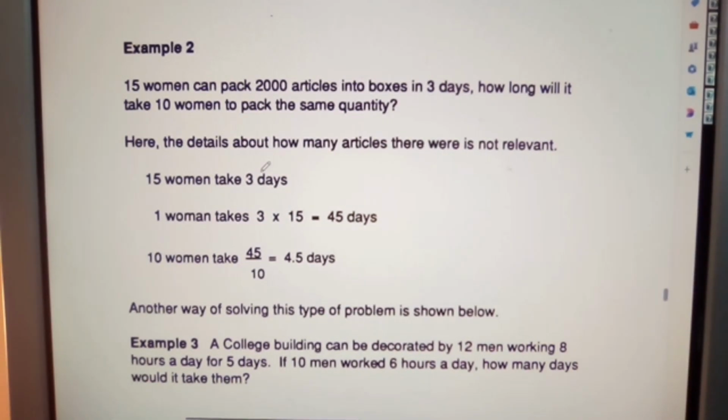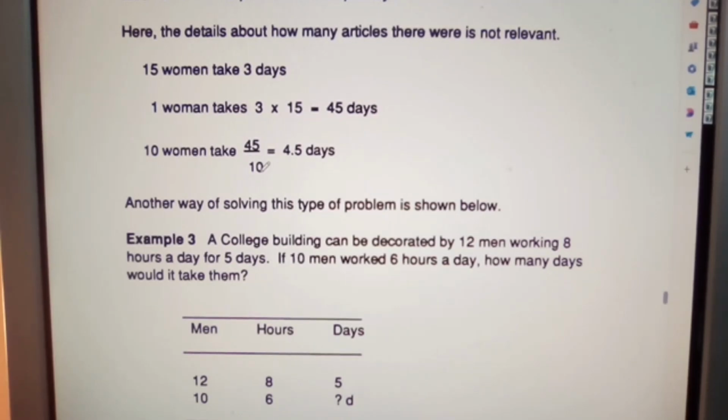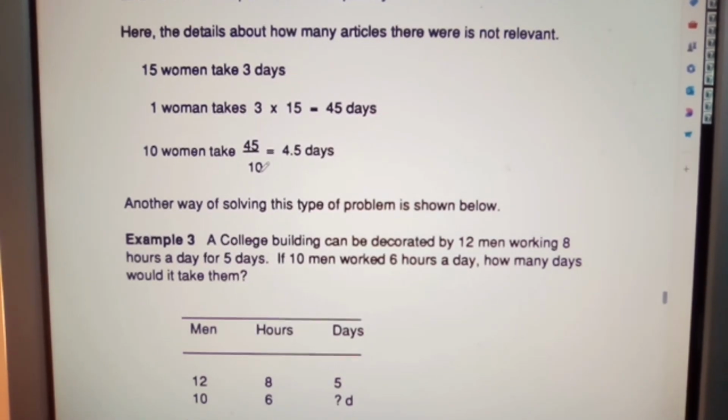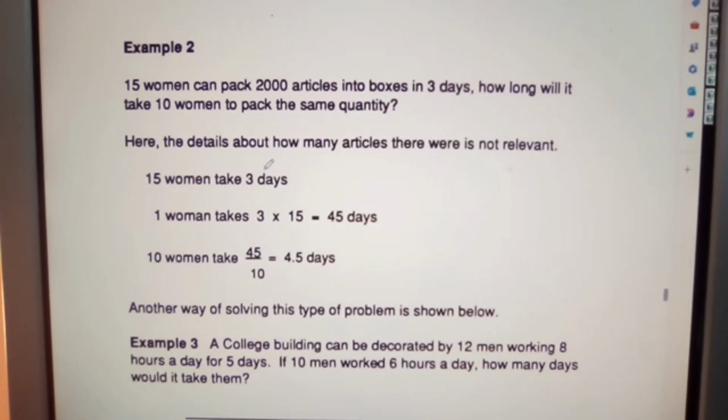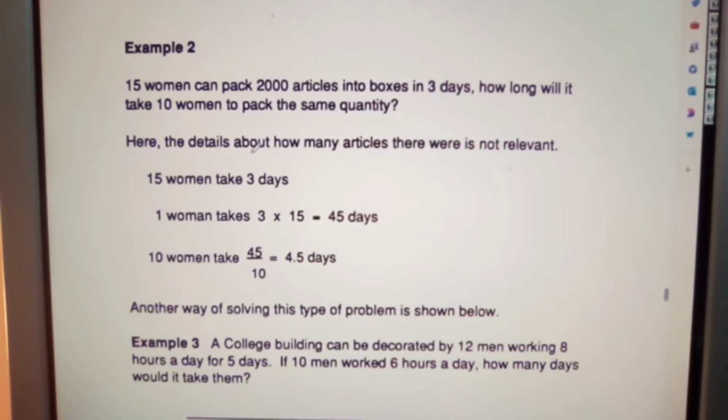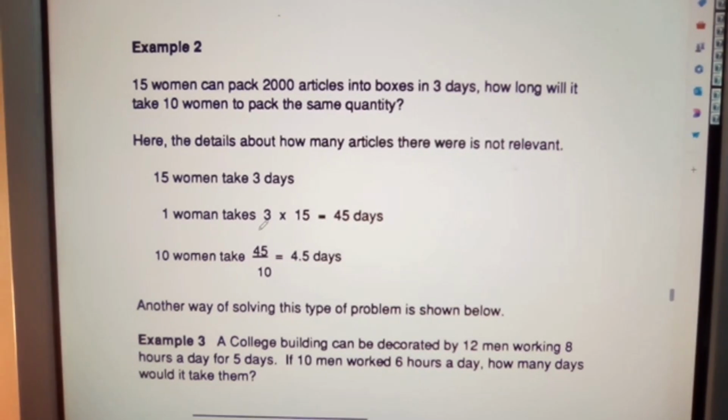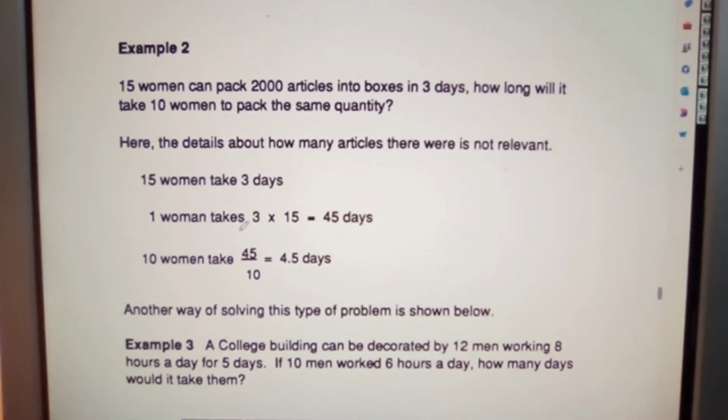Okay. And here, example, another way of solving this type of problem is shown below. Okay, now look at what the question is. 15 women can pack 2,000 articles into boxes in 3 days. How long will it take 10 women to pack the same quantity? Okay. And look at what process has been applied in resolving the question.